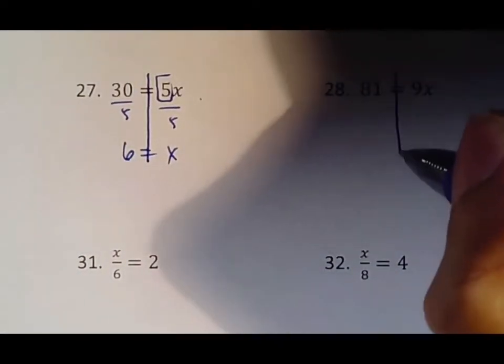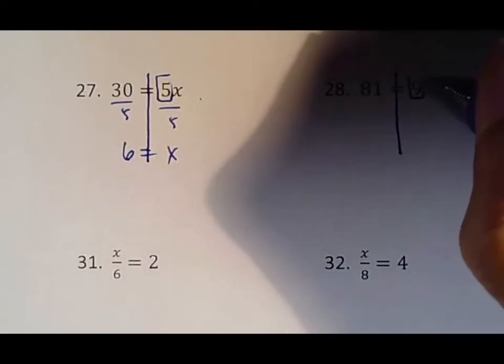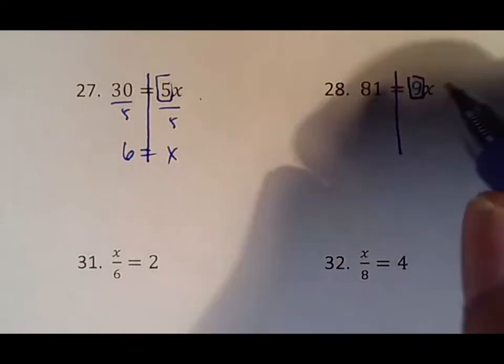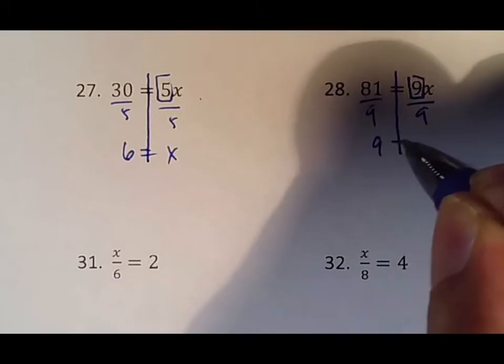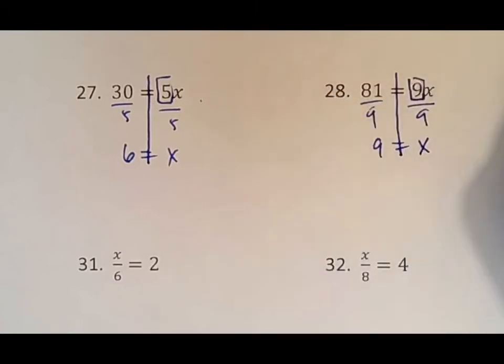This is our wall. 9 times x is what I'm looking at. I've got to get rid of this 9. Again, that's 9 times x. So the opposite of multiplication is division. 81 divided by 9 is 9. X comes down after that, and everything is done.